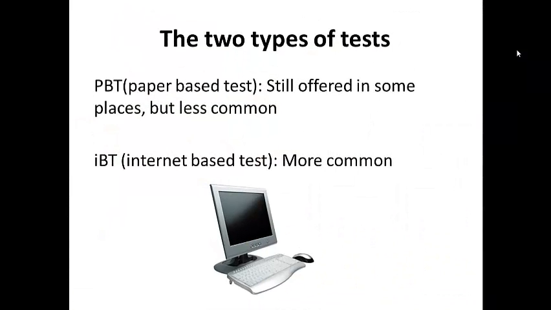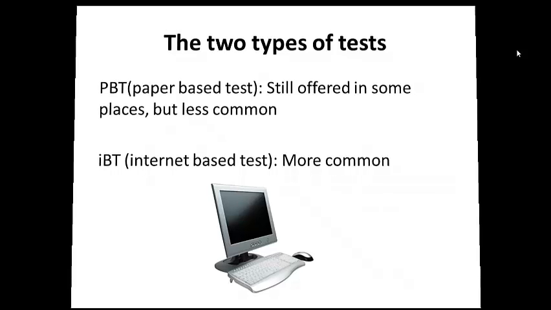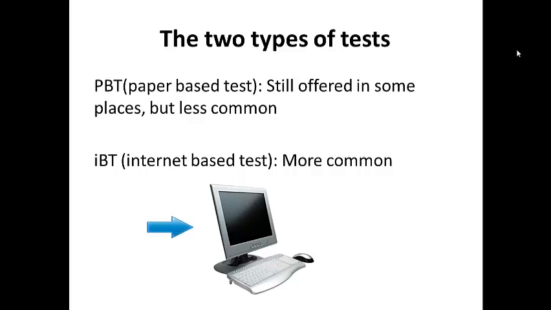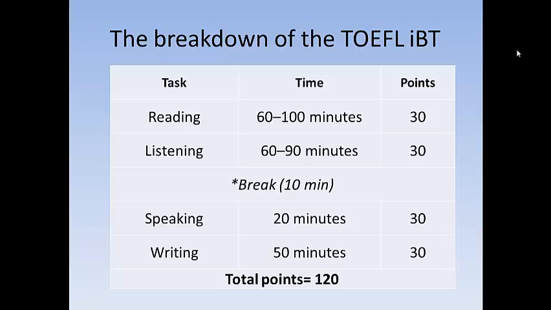Okay, so just the two types of tests. One you're really not going to see very much is going to be the paper-based test. It is still offered in some places, but it's much less common. More likely what you're going to see is the internet-based test. This is the test that's done entirely on the computer, and most of the books, most of everything you're going to see out there is going to say iBT for the internet-based test.